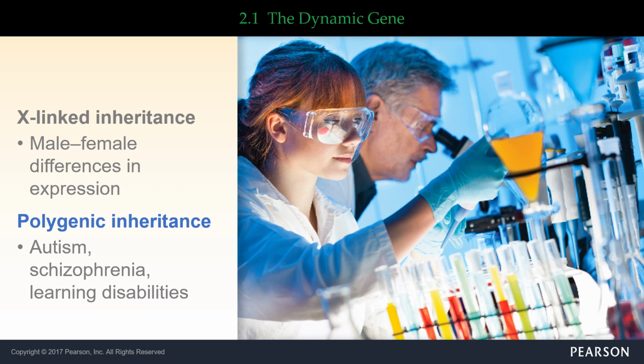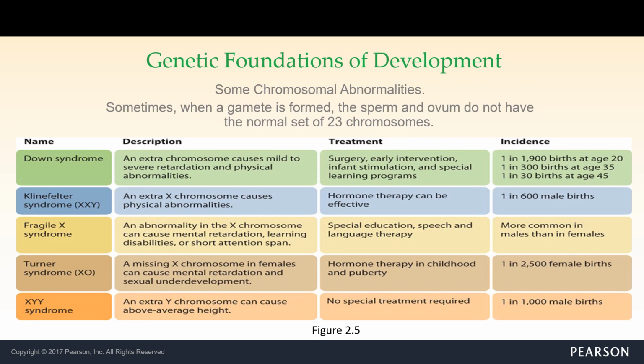So in other words, characteristics might be located on the X chromosome, and with polygenetic, it means more than one chromosome carries that genetic trait. And so autism, schizophrenia, and learning disabilities would fit into that: more than one gene carries the trait.